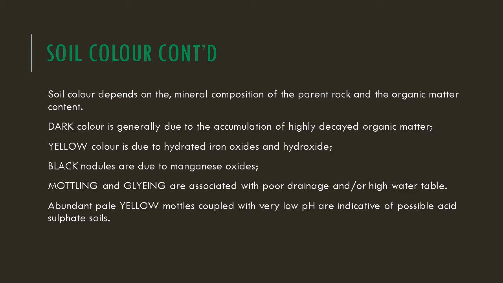Dark color is generally due to the accumulation of highly decayed organic matter. Yellow color is due to hydrated iron oxides and hydroxides. Black nodules are due to manganese oxides. Mottling and glazing are associated with poor drainage and/or a high water table. Abundant pale yellow mottles coupled with very low pH are indicative of possible acid sulfate soils. Colors of soil matrix and mottles are indicative of the water and drainage conditions in the soil, and hence the suitability of the soil for aquaculture.